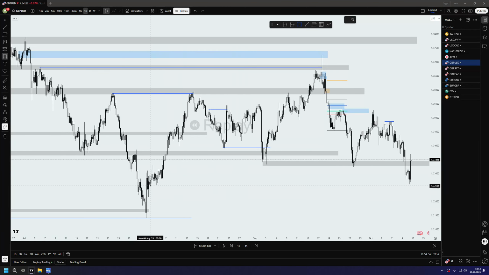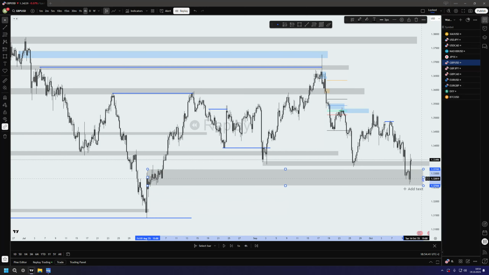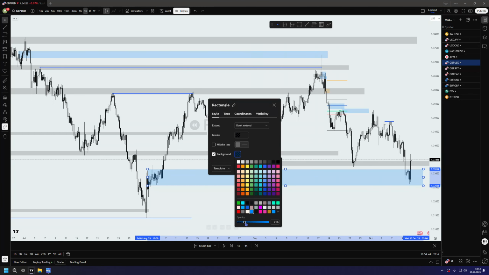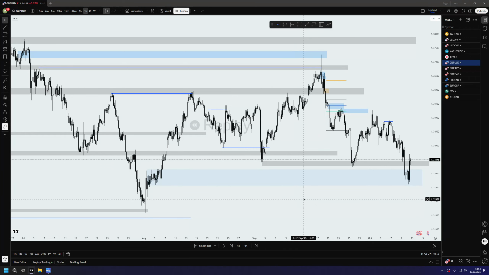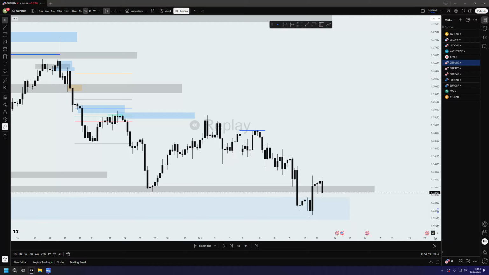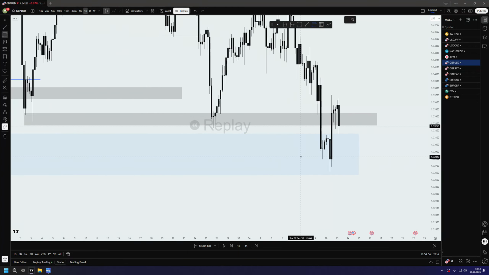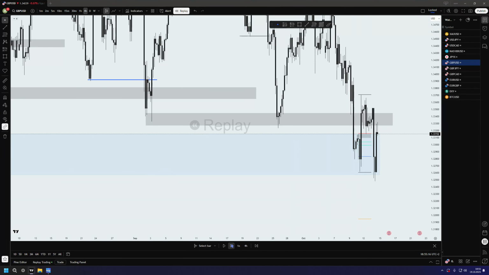We have this pretty big rally-base-rally zone. I would probably mark it like this and just lower the opacity, because it's a valid zone, but it's not like precise. Let's see. Okay, so rejected off the zone. We came back to discount pricing, tapped into this breaker or whatever. Okay, swept this low again.